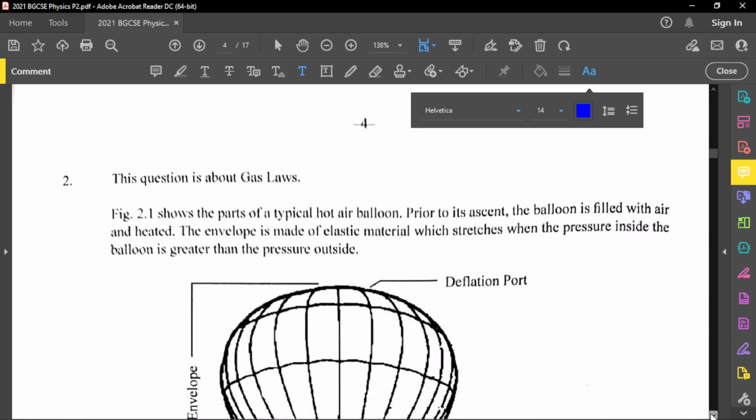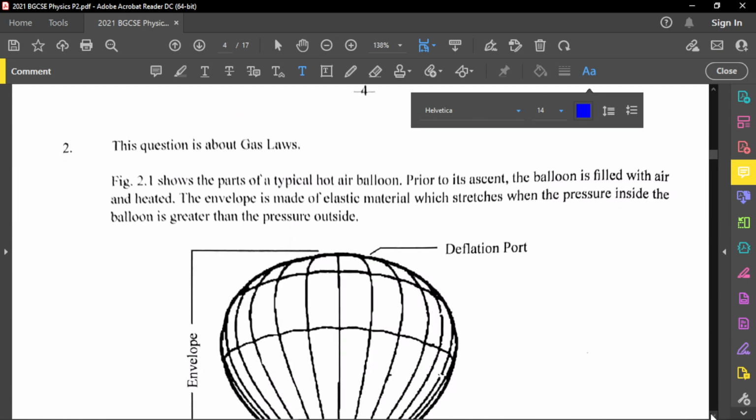Let's go to question number 2. In question number 2, this question is about gas laws, and so here now it said figure 2.1 shows the parts of a typical hot air balloon. It said prior to its ascent, the balloon is filled with air and heated. The envelope is made of elastic material, which stretches when the pressure inside the balloon is greater than the pressure outside. And so let's go down a little bit.